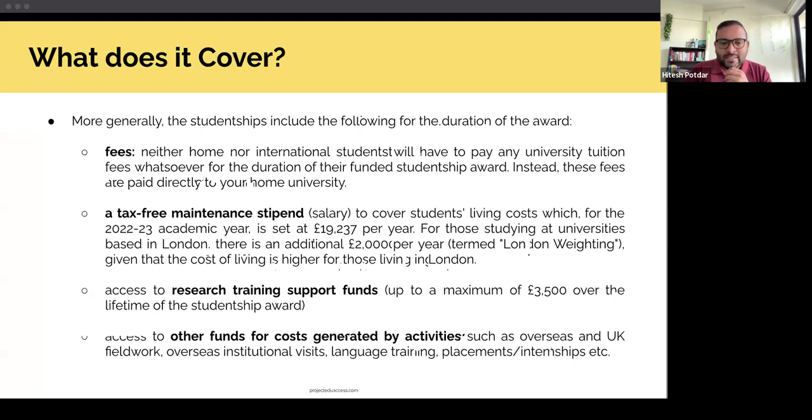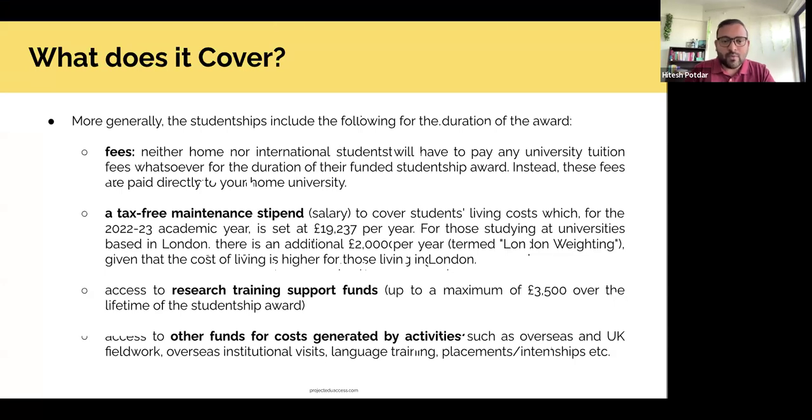There are some additional access funds, which cover some other costs, for example, overseas fieldwork or UK fieldwork. That depends on the DTP. Some DTPs might not cover this cost, but some might. Then you also have this component called overseas institutional visits, using which you can spend 3 months in any institution outside the UK. And you also have funds for language training for some DTPs.